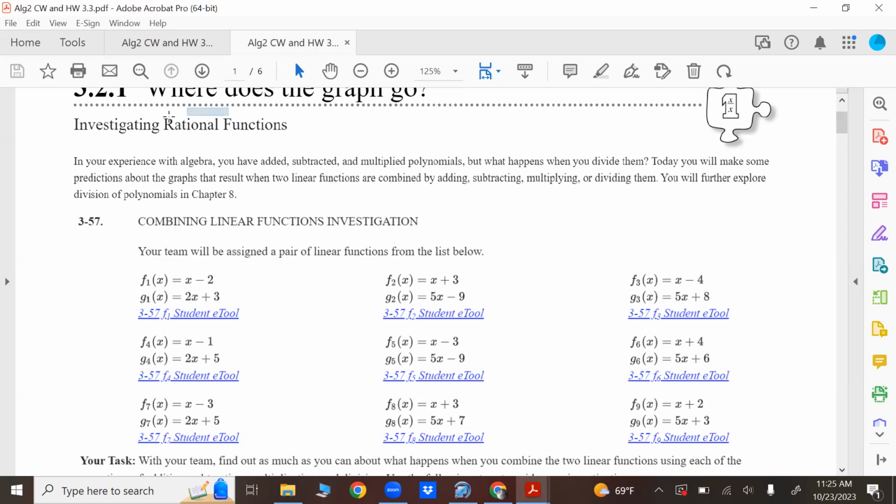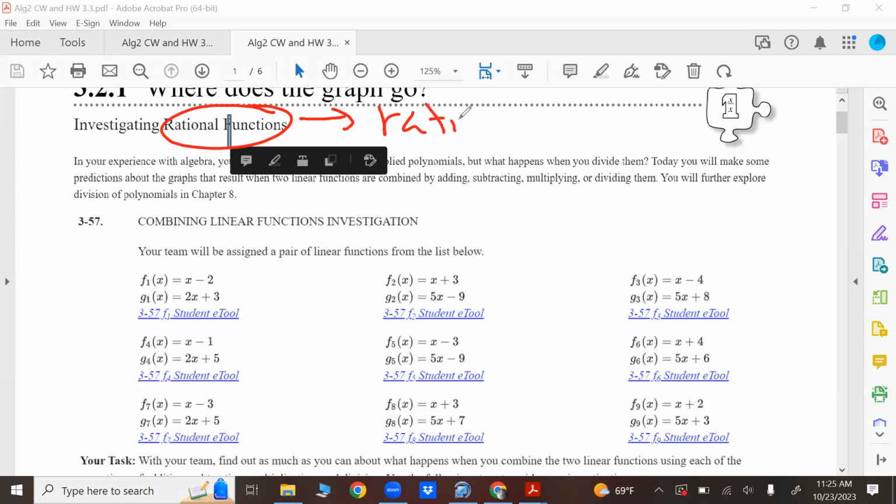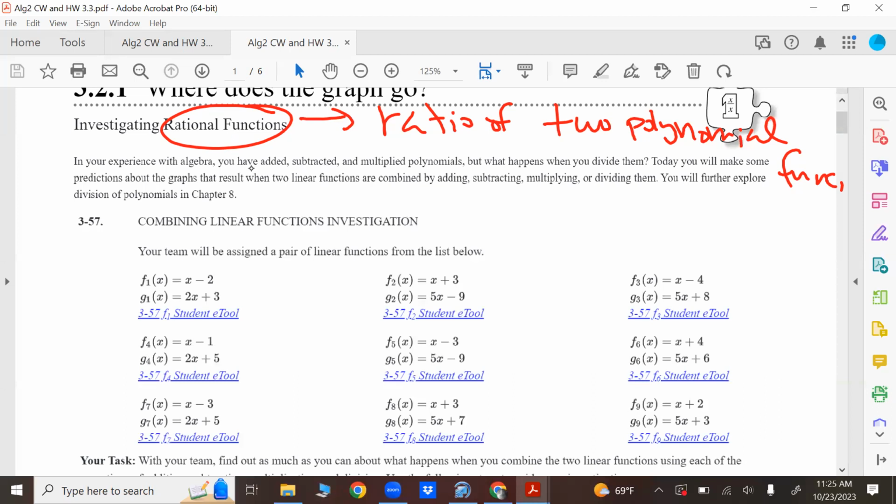They're called rational functions. I need my styles. Hold on. Here we go. Perfect. Okay. They're called rational functions because it's a ratio of two polynomial functions. That's what a rational function is. It's a ratio of two polynomial functions. Notice the word rational. Ratio. That's where it comes from.